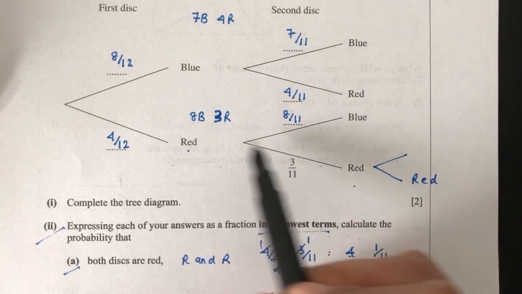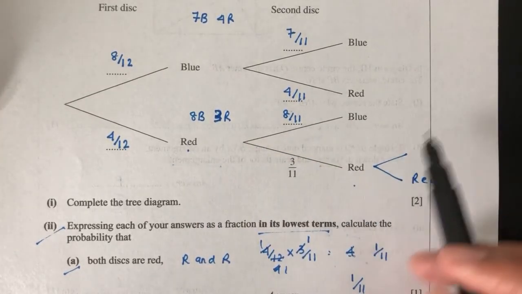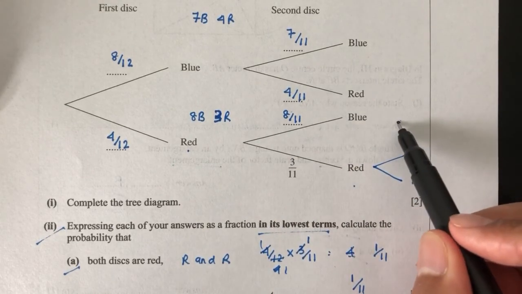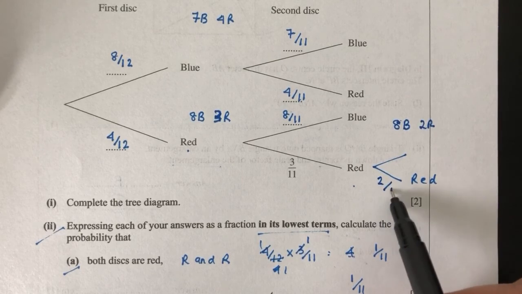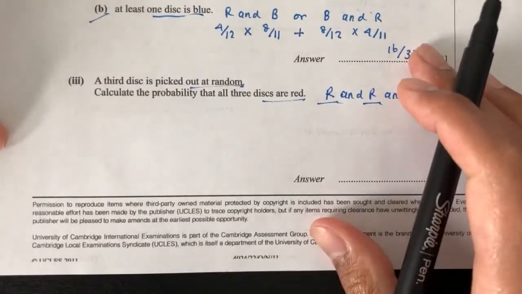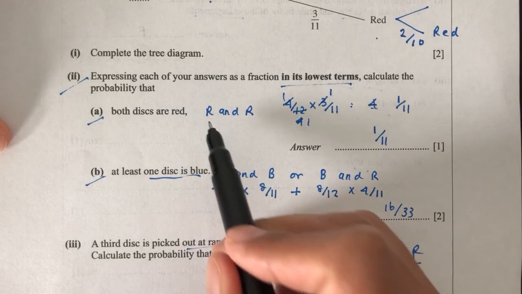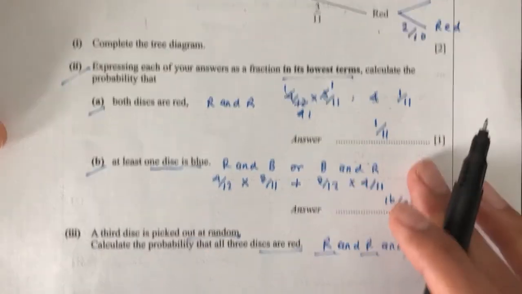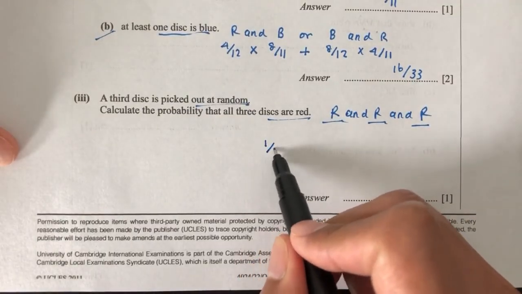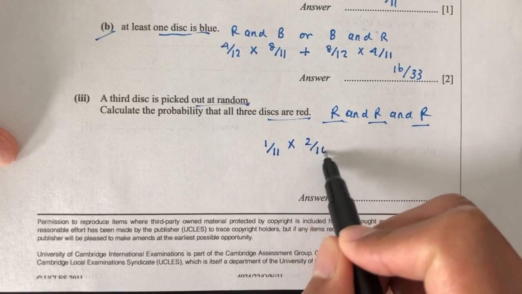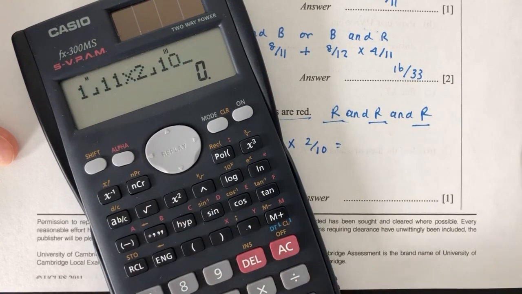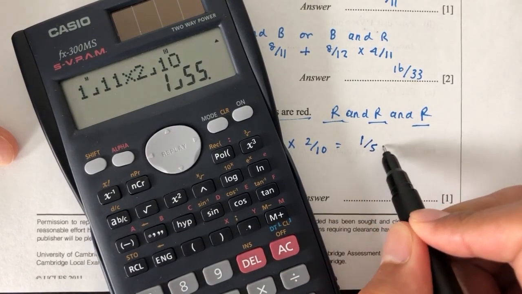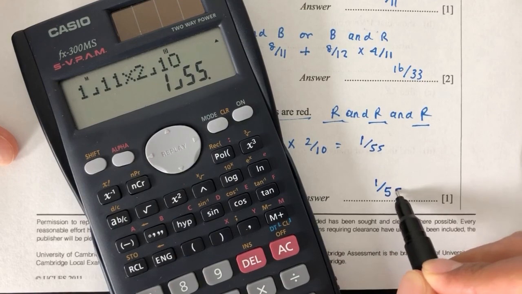So let's say if you pick a red here, how much is remaining? We will have 8 blue remaining and 2 red remaining. So this will be 2 over 10. So we have to take the answer here for red and red, and then times one more red. So 1 over 11 times 2 over 10. That should be 1 over 55. Okay, so that was question number 11, part B, and that is question 11.